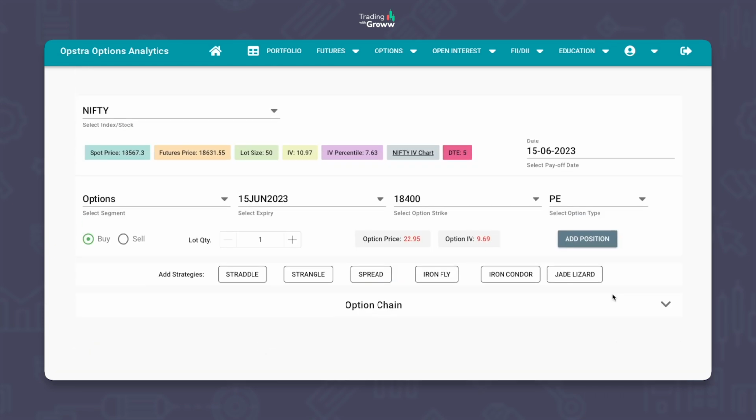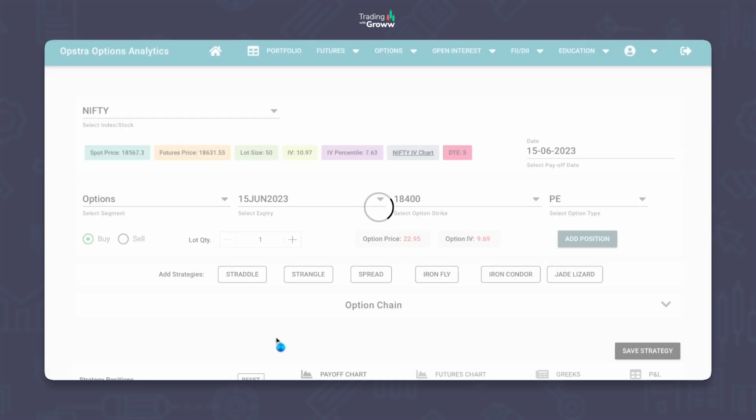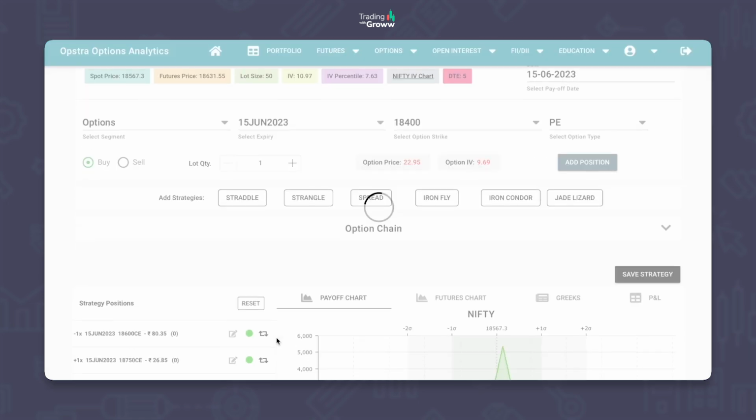So if you want to deal with an option selling system and have completely hedged positions, then you can try any of these non-directional systems like Ironfly. If I just click on Ironfly, it will automatically populate the required margin, the strike that I need to short, the strike that I need to buy, and everything comes up here. So let me show you with an example. I've just added Ironfly here.